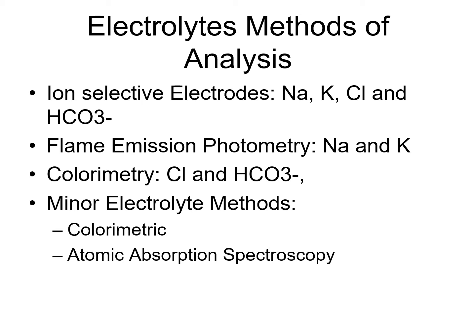So this is through the use of electrodes. That is an instrument that can directly measure these electrolytes. And then the flame emission photometry, because sodium and potassium can emit a particular color that can be measured photometrically. And then colorimetry. It's also possible to measure some electrolytes using this method, like chloride and bicarbonate. So the colorimetric method can also be used.